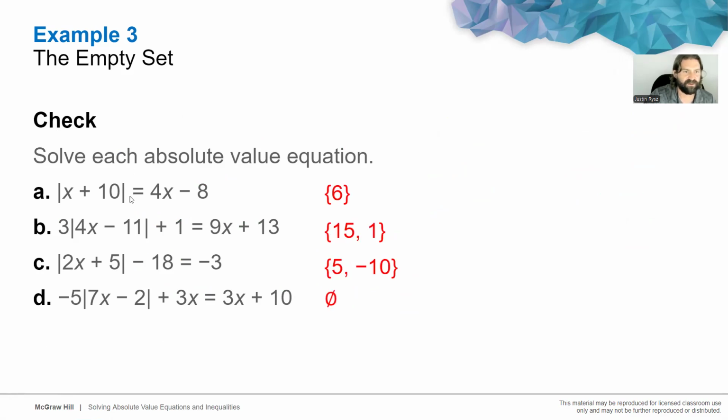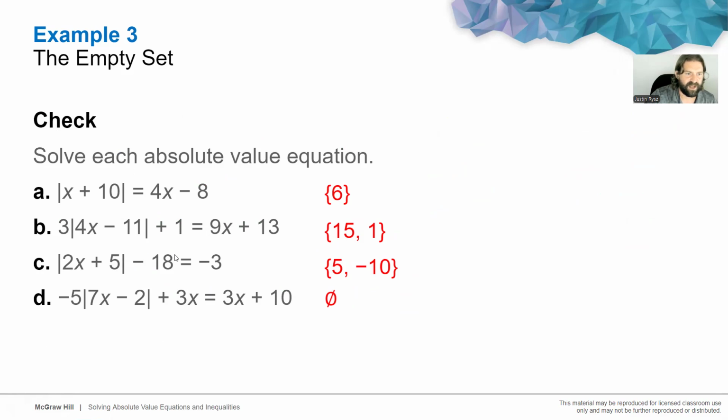All right, so first one here, when you isolate and split, you only get one solution, you should get 6. All right, next one, when you isolate, you've got to minus the 1 over, then divide by 3, then split them up. Make the opposites there. You get 2 answers, 15 and 1.